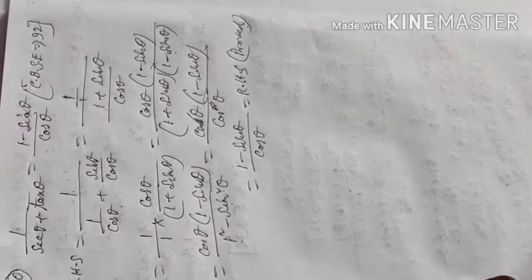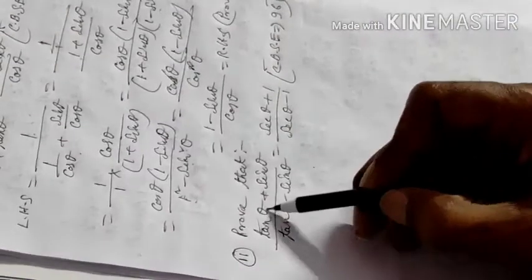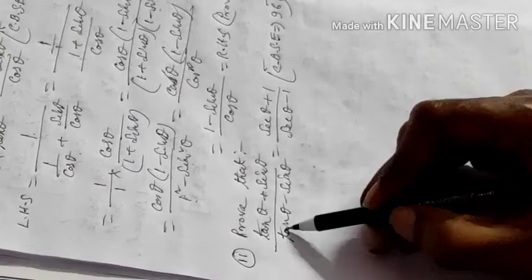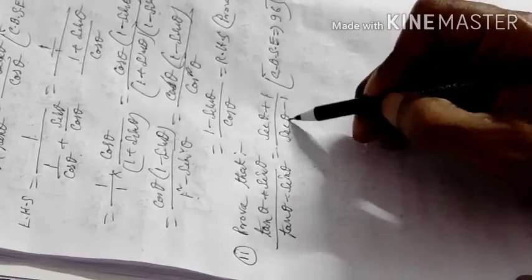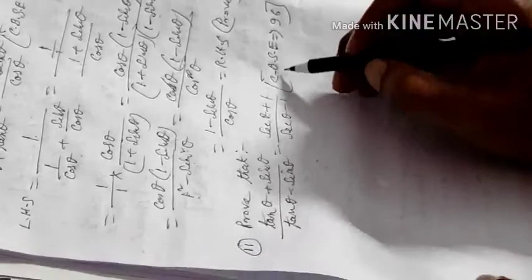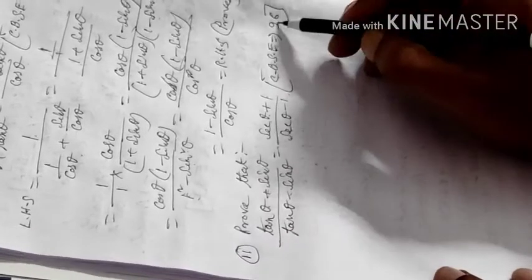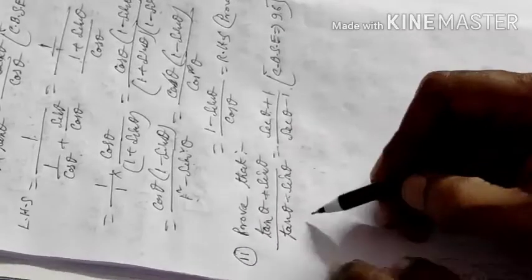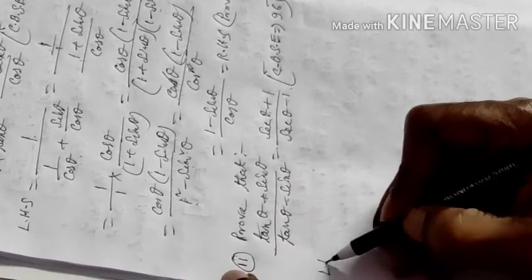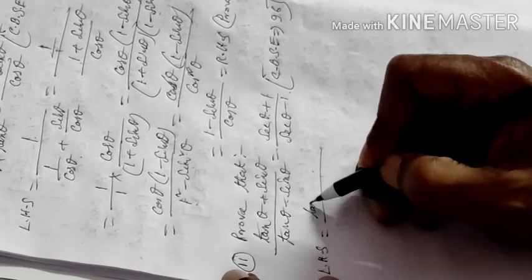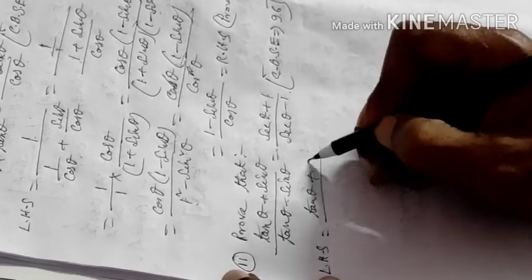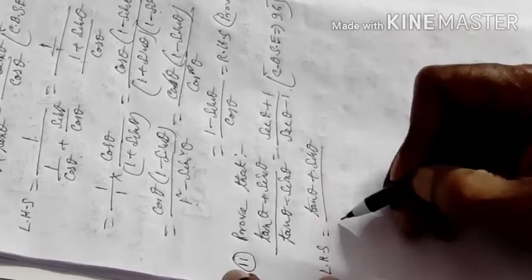Okay, next question. Question number 11. Prove that tan theta plus sin theta by tan theta minus sin theta is equal to sec theta plus 1 by sec theta minus 1. So this question has come from CBSE in the year 1996. So let us solve it. The left hand side is equal to tan theta plus sin theta by tan theta minus sin theta.